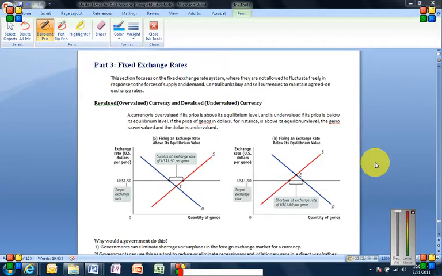So, what about governments that support fixed exchange rate regimes? Well, that's what this section focuses on, where exchange rates are not allowed to fluctuate freely in response to the forces of supply and demand. Instead, central banks buy and sell currencies to maintain an agreed on exchange rate.